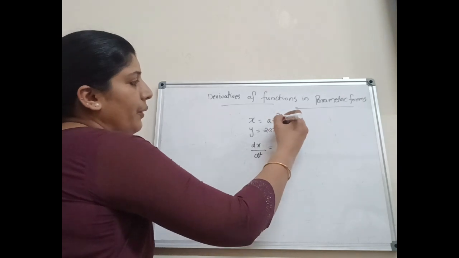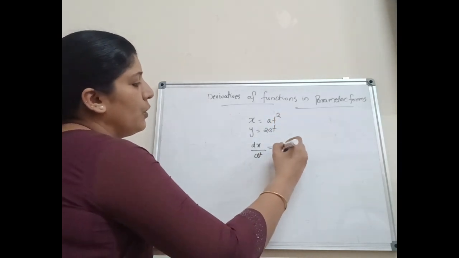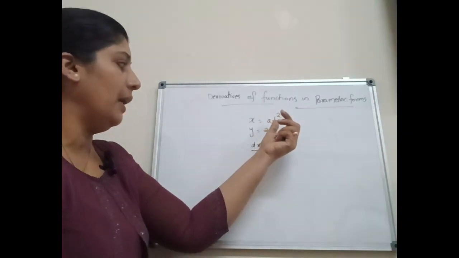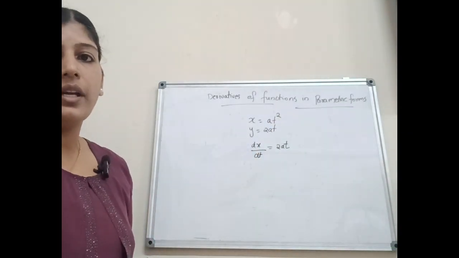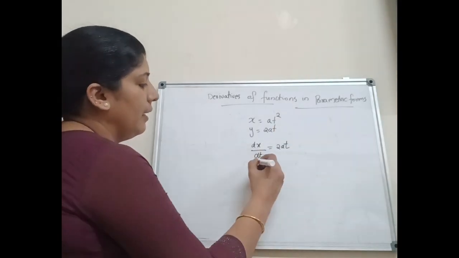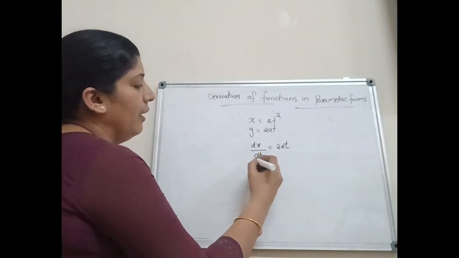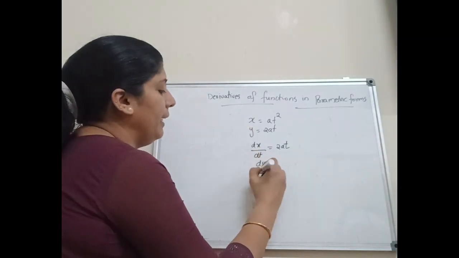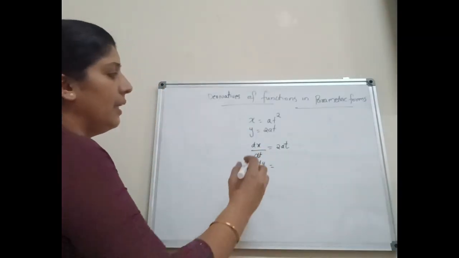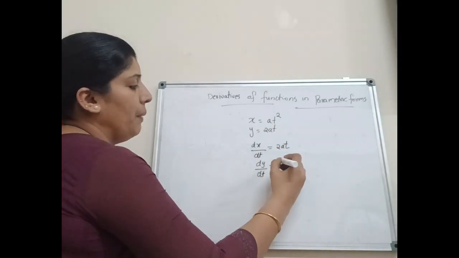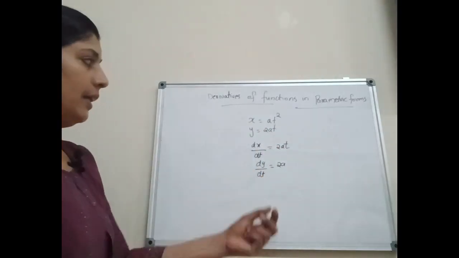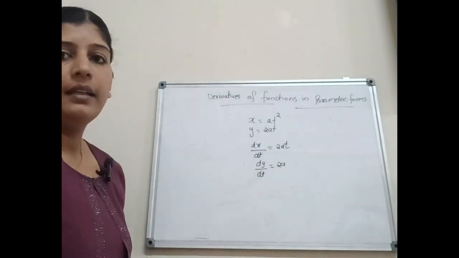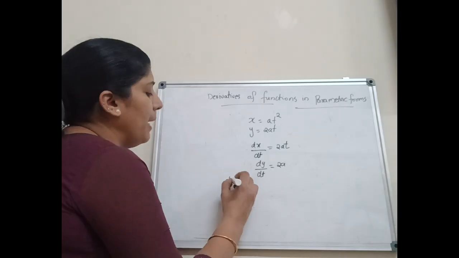Here given x equal to a t square. Therefore, dx by dt is what? a is constant, then a into d by dt of t square. D by dt of t square is 2t. That is 2at. Then next we can consider the function y. Y is defined on t variable. Therefore, we have to find out dy by dt. Here y equal to 2at. Therefore, dy by dt is equal to 2a into dt by dt. Dt by dt is 1. Therefore, 2a.